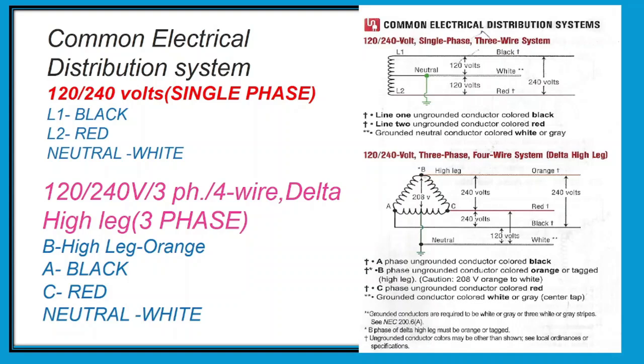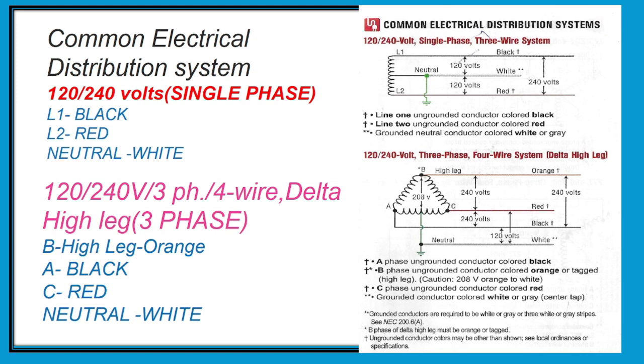Our topic for today is electrical interview. This topic is very useful for us. Common industrial distribution system. We have 120/240 volt single phase, line 1 black, line 2 red, and neutral white. Please see the reference fixtures at the side.